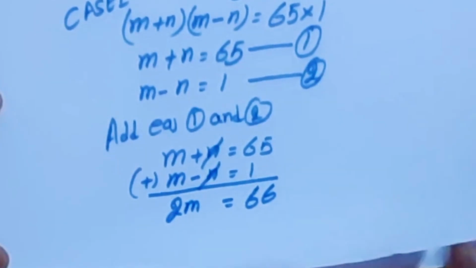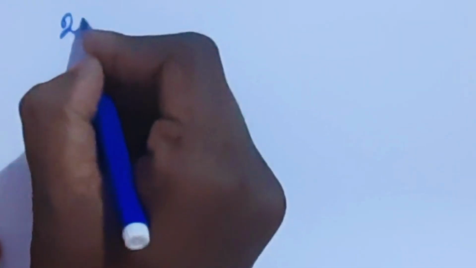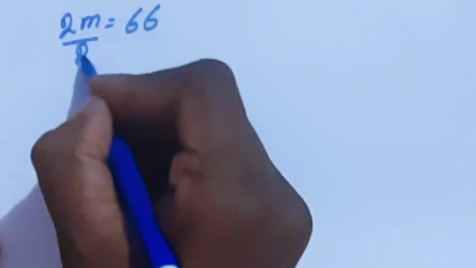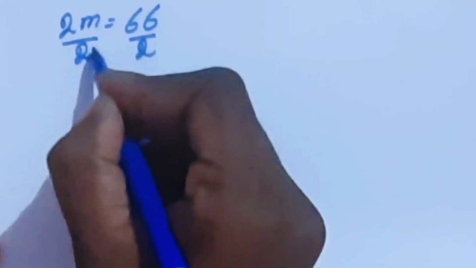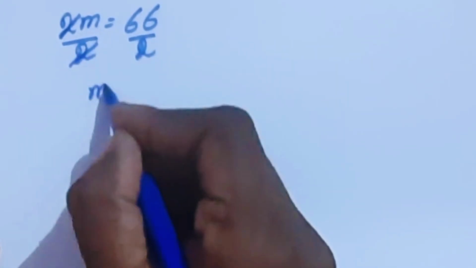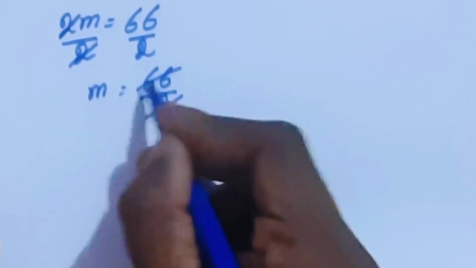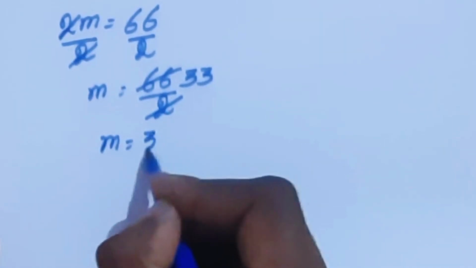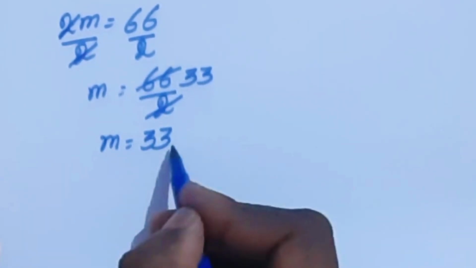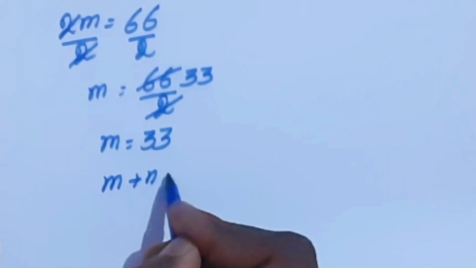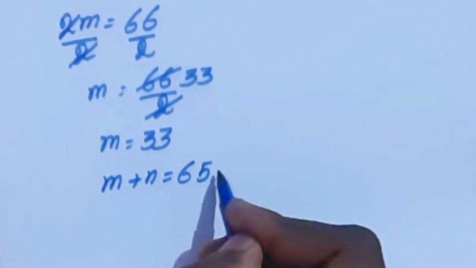Now here 2m equal to 66. Here divide by 2 on both sides. So this 2 cancels this. We have m equal to 66 by 2. Simplify here, we'll get 33. So m equal to 33. Applying this m in the equation 1, equation 1 is m plus n equal to 65.